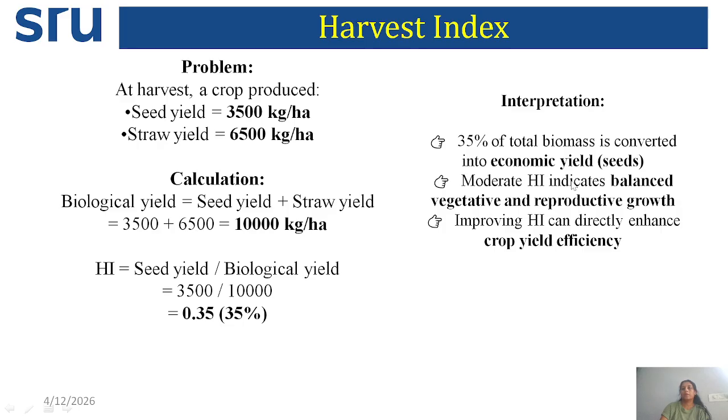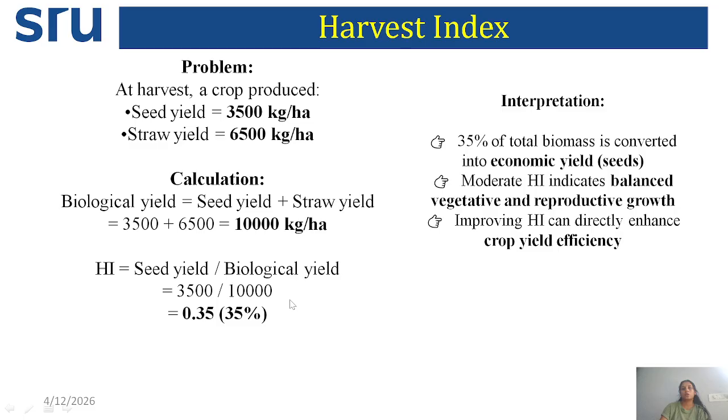Moderate harvest index means balanced vegetative and reproductive growth. 35 to 45% you will get in most crops. Low harvest index clearly indicates more vegetative growth and less yield. Almost all the resources or photo assimilates the plant utilized for its vegetative growth, not for its reproductive growth. Like that, we can interpret the results.